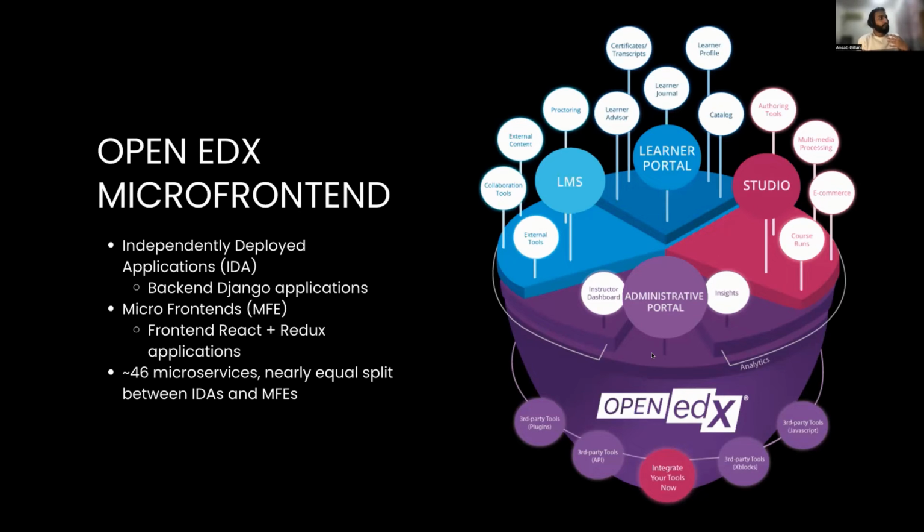So first of all, we have IDAs, which are independently deployed applications. They're based on Django applications. Initially, the monolith was a Django application, serving the front end and back end simultaneously. Then we have micro frontends. These micro frontends are based on React and Redux. Originally, we had about 2.5 million lines of code. Right now we have accumulated that into 46 microservices, and it's now 0.7 million lines of code. So a huge difference between everything.